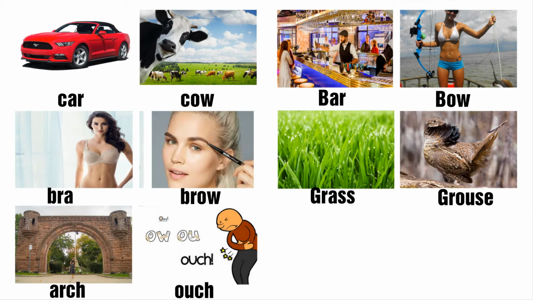Two B. Cow, car, car, cow, cow. Bar, bar, bow, bow, bar. Bra, brow, bra, brow, bra. Grouse, grass, grouse. Grass, grass. Arch, arch, ouch, arch, ouch.